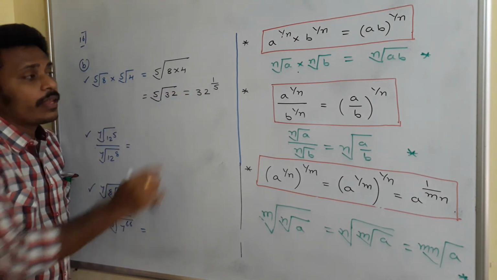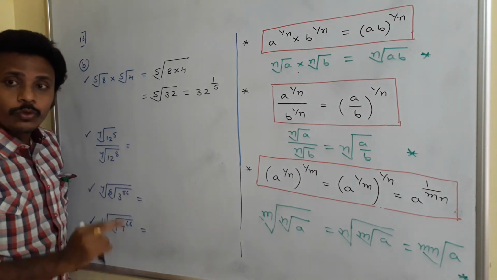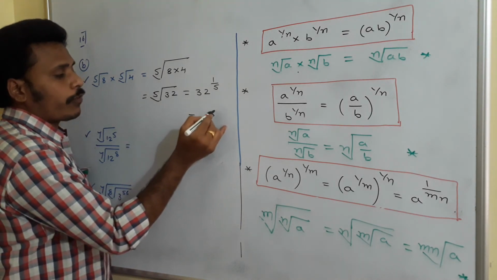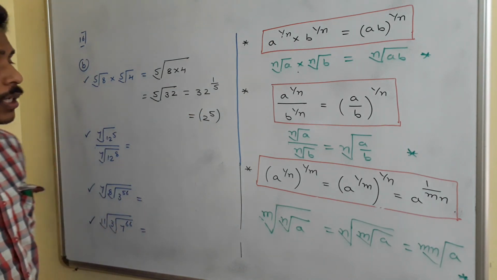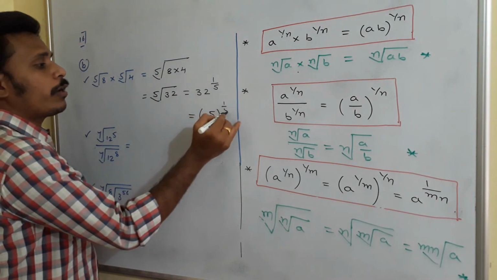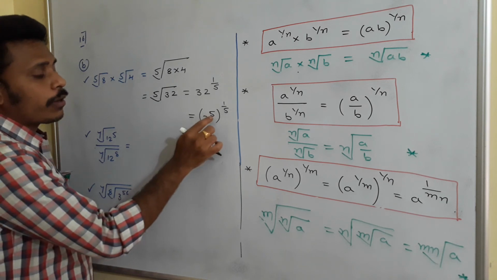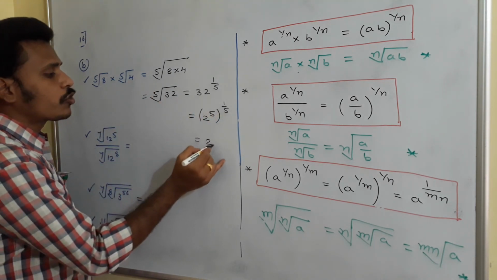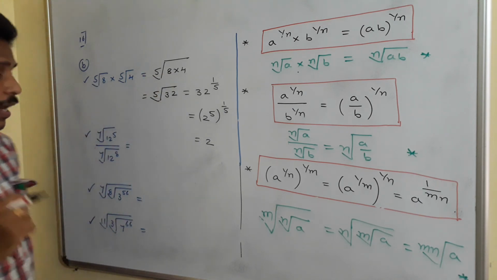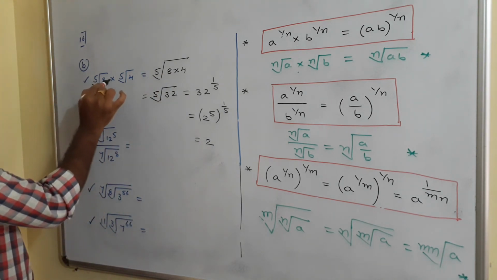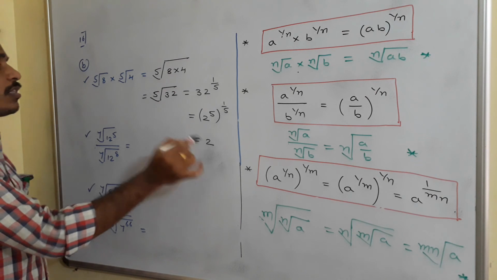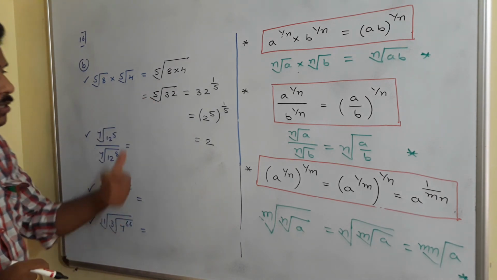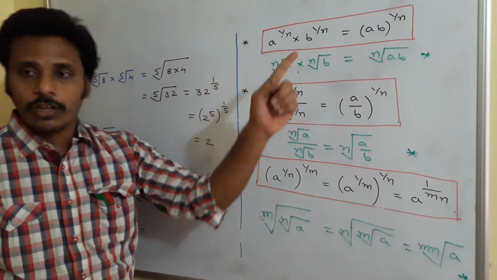Now think about this power 1 by 5. To simplify, I need to rewrite this 32 as an exponent with power 5, and 32 is 2 power 5. Just multiply if you need. 2 power 5 to the power 1 by 5. If you multiply this 5 and 1 by 5, it gives you 1, and your answer is 2 for this problem. At the end, fifth root of 8 times fifth root of 4, on simplification, its value is 2. That's it. This is the use of this first one.